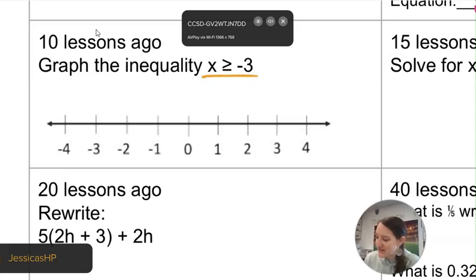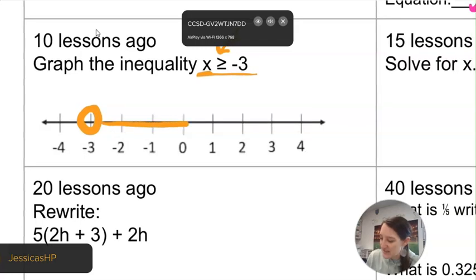X is greater than or equal to -3. So we're going to start by circling -3. And then we want to cover everything that is greater than -3. So is this great? No, those are not greater than -3. But -2 is, and -1. All of these numbers are greater than -3. And remember the cool trick? That little symbol right there is going to match up with that little symbol right there if you have the variable first.